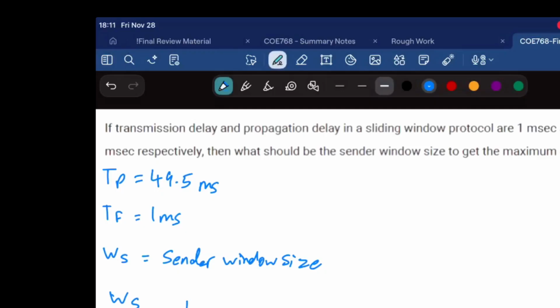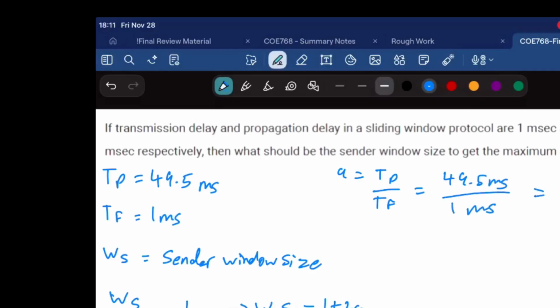Once we set that to 1, we get WS, the sliding window size, equals 1 plus 2A. And from before the midterm, we know what A is equal to. A is equal to TP, the propagation delay, over TT, the transmission delay. In this case, that is 49.5 milliseconds over 1 millisecond, which is 49.5.